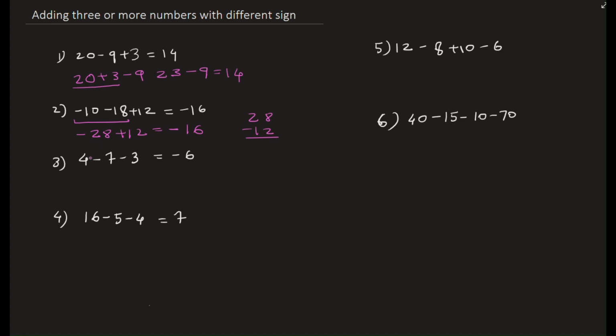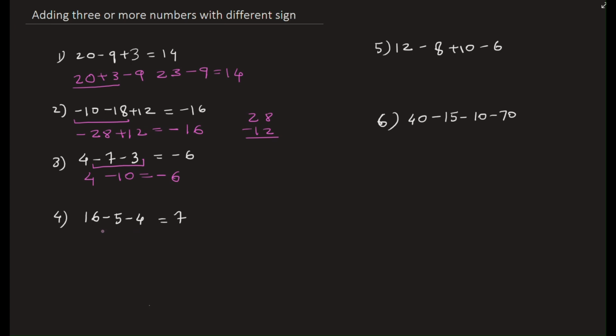Then I have 4 minus 7 minus 3. So I have negative 7 minus 3 if I break the sum. So negative 7 minus 3 equals negative 10. So it is 4 minus 10. It is the same as subtracting 4 from 10. The answer is 6, and the sign of the answer is negative as the number with greater absolute value is negative.